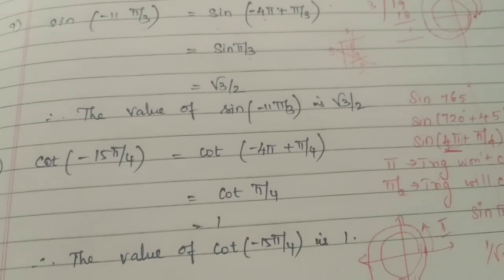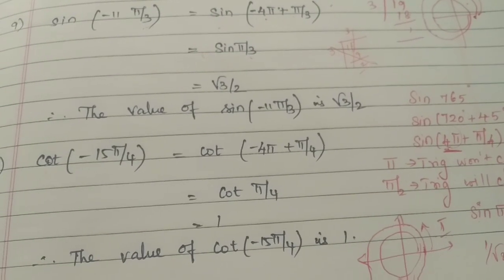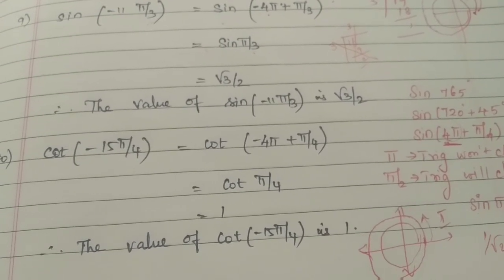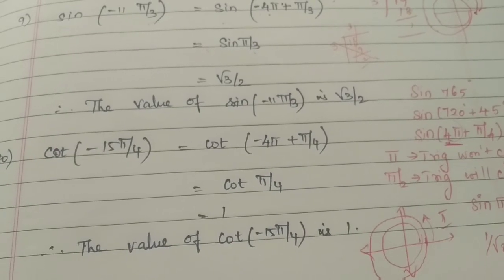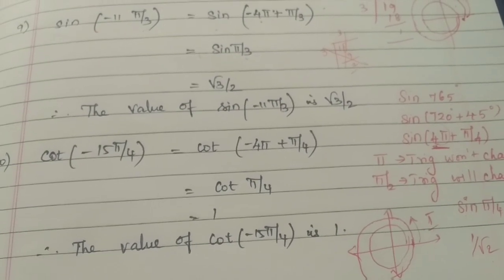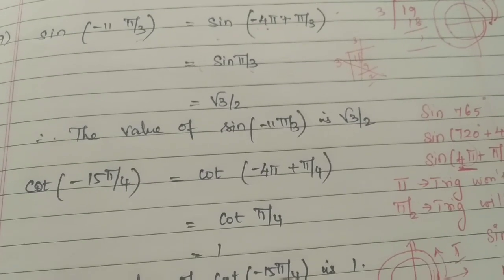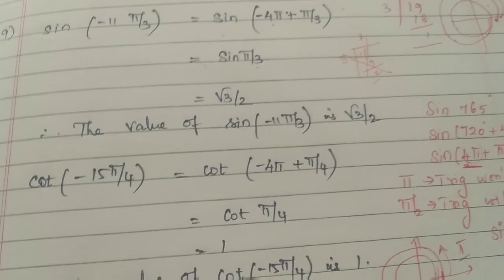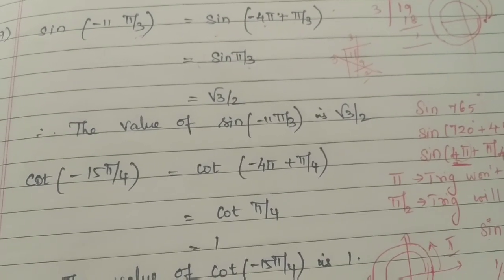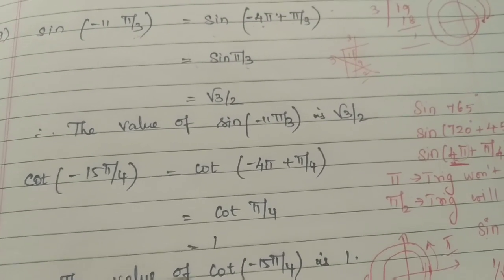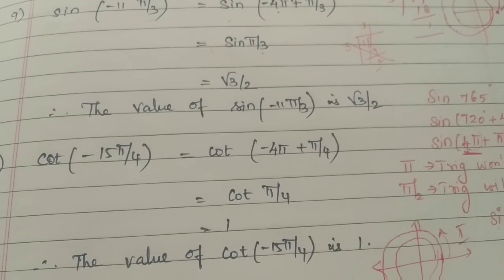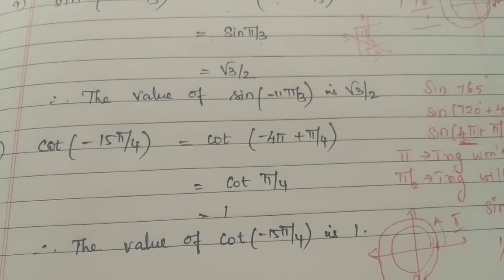The next question, cot of minus 15 pi by 4. In the fourth table, the value which is nearer to 15 is 16. Therefore 4 fours are 16. Therefore cot of minus 4 pi plus pi by 4. When you simplify, you are getting the same question. Since it is a multiple of pi, same trigonometric ratio, and minus 4 pi plus pi by 4 lies in first quadrant, therefore you will be getting cot pi by 4, whose value is 1.